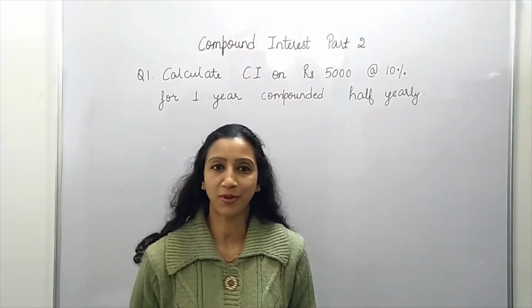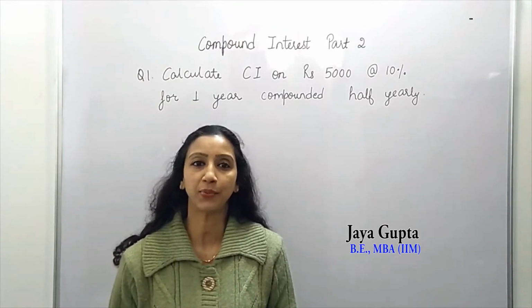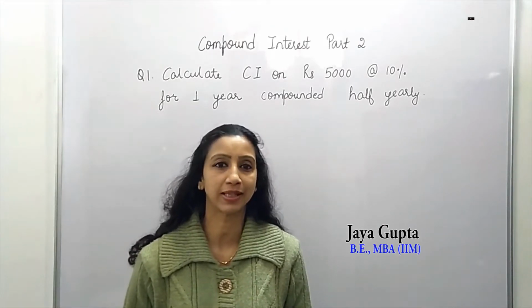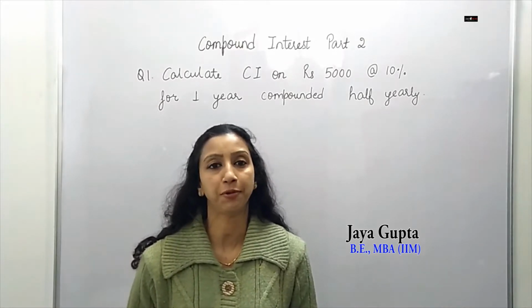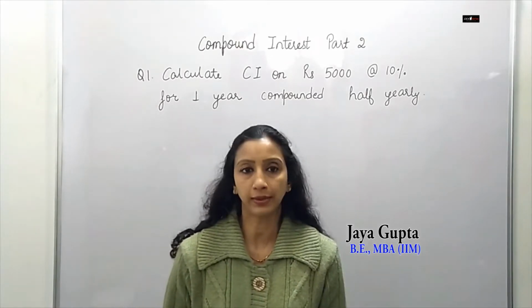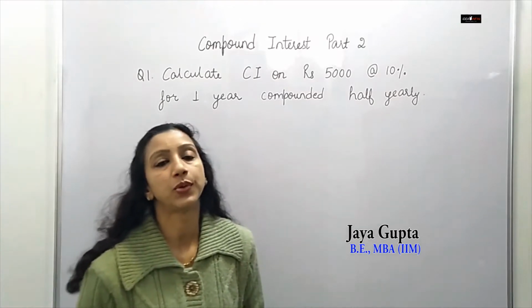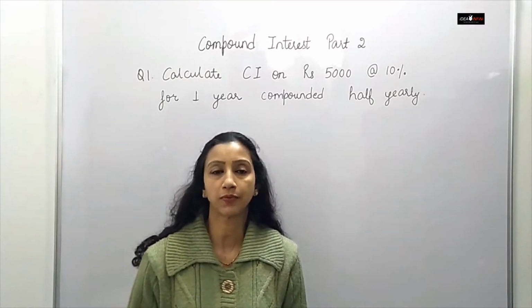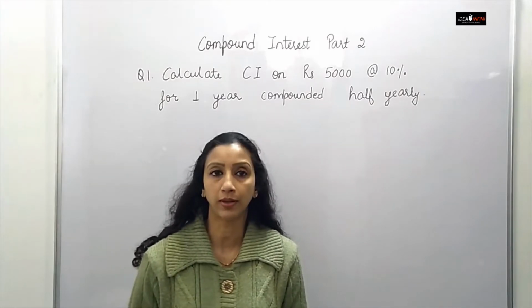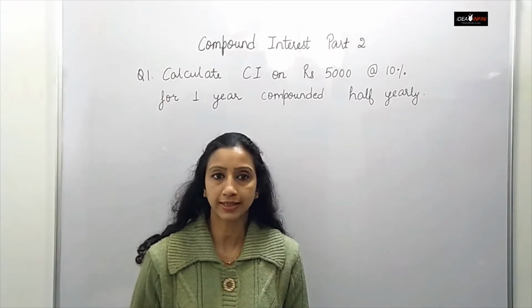Welcome to part 2 of compound interest. In the first part, we had seen what is the difference between simple interest and compound interest and what is the formula for compound interest. Just a quick recap of that. Simple interest is an interest which we get on an amount, whether it is deposited for 5 years, 10 years or whatever, the rate of interest remains the same.